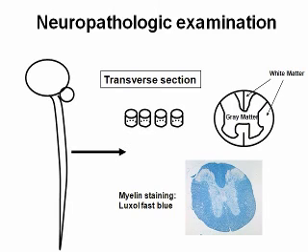If you see the sections of the spinal cord, butterfly-shaped gray matter exists inside, and it is rich in cell bodies of neurons. The white matter is located outside, and here is rich in myelin and axons. In this Luxol fast blue staining, myelin sheaths are stained blue.